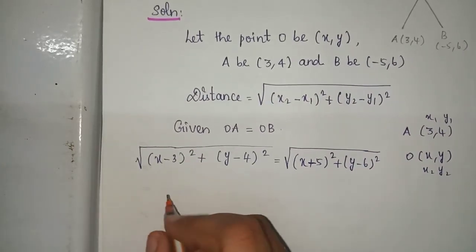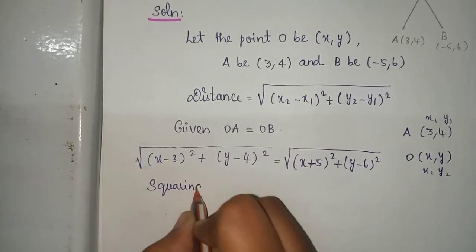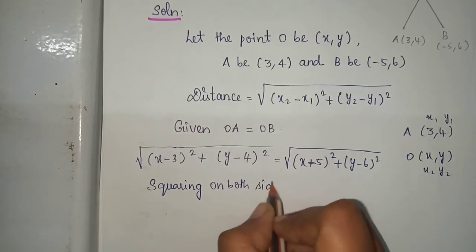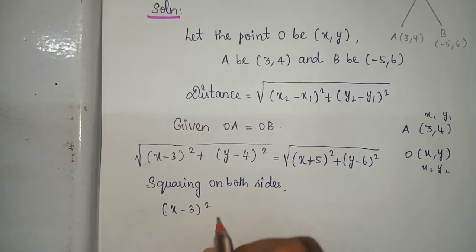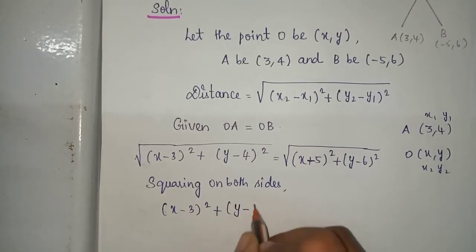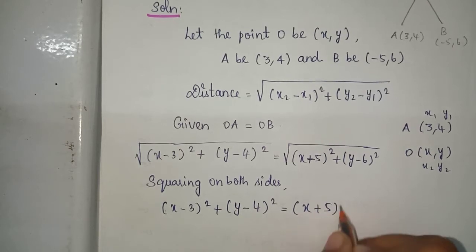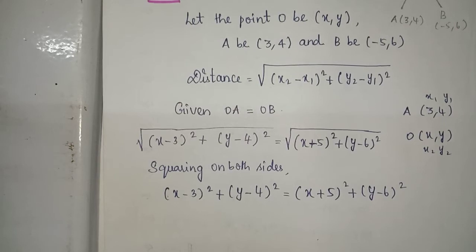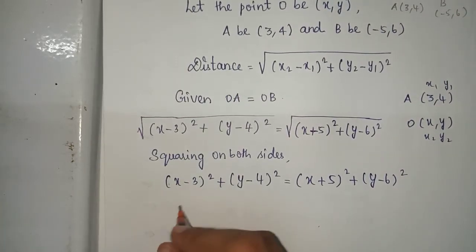So the next step is squaring on both sides. Squaring on both sides means the square and square root get cancelled. You get (x minus 3) the whole square plus (y minus 4) the whole square is equal to (x plus 5) the whole square plus (y minus 6) the whole square. So you have to expand it using the formula. This is of the form (a minus b) the whole square.